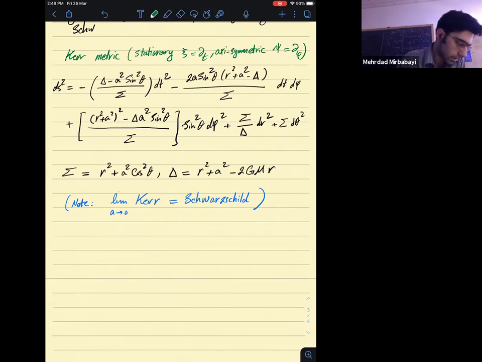So we casually talk about the symmetries of the space-time. Of course, we can make it a bit more formal. What does it mean to have a symmetry of a space-time? There is some transformation that doesn't change the metric.